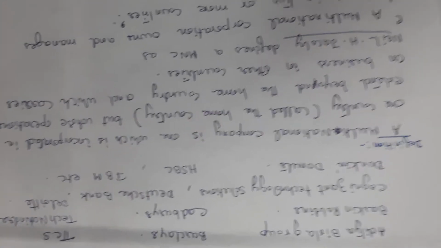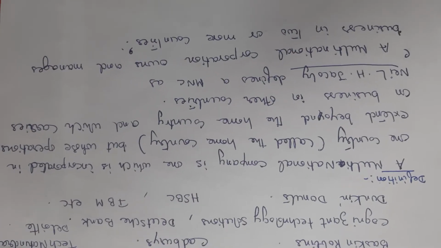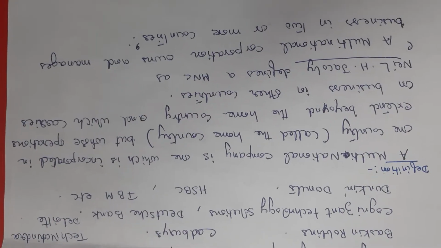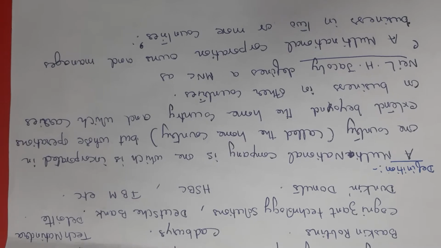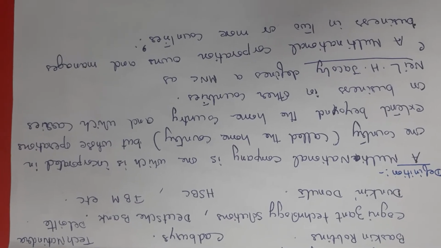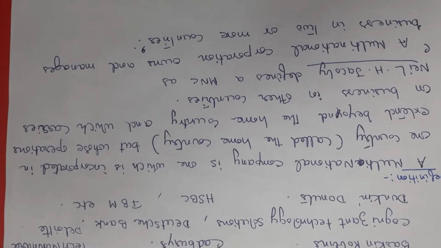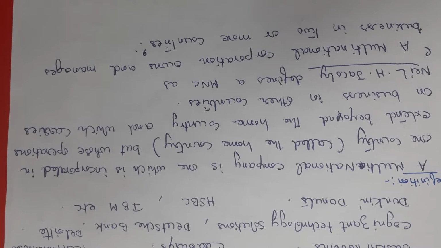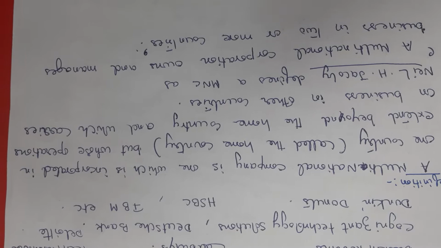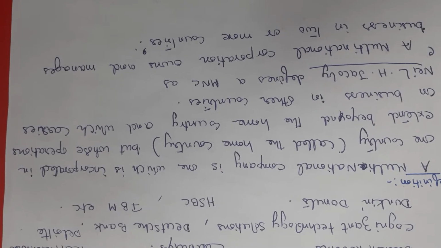Now, there are two basic definitions that I have found simple for you as to what a multinational company is. A multinational company is one which is incorporated in one country, that is the home country, but whose operations extend beyond the home country and which carries on business in other countries. That was an anonymous definition. Now we go into Neil H. Jacoby's definition: a multinational corporation owns and manages business in two or more countries.